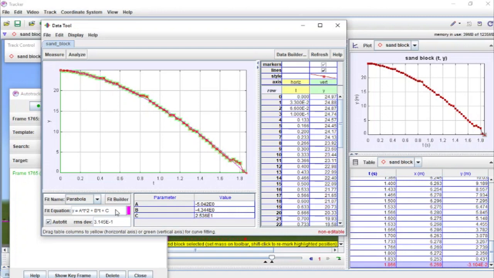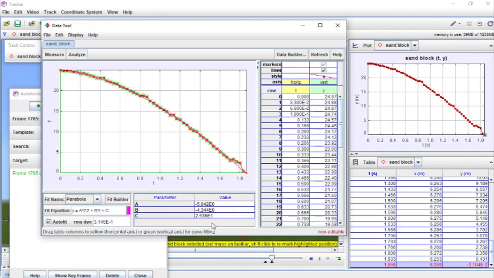So what's going on in the computer's memory is it's playing around with these coefficients A, B, and C until it gets the parabola to fit the data in the best way possible. In other words, until it gets the lowest RMS deviation, which again, right now is very small. So we've got 3 coefficients to worry about. We have A, B, and C. A is the thing multiplying t squared, B is the thing multiplying t, and C is a constant.